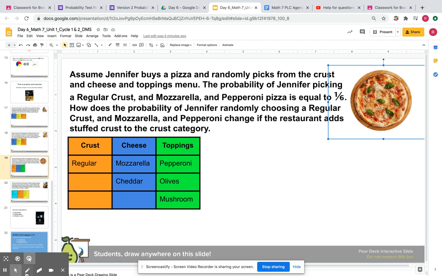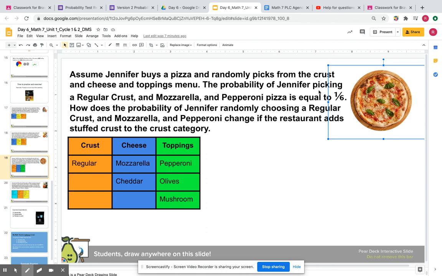Okay, that was a lot of reading. It's really important for you to try to understand what's going on. So I'll kind of break it up with annotating skills, and then hopefully we can build up upon this and find out what we're being told to find. Okay, assume Jennifer buys a pizza and randomly picks from the crust and cheese and topping menu. So right now we know Jennifer is going to pick a random item from these three categories. As we can observe, there's different options. This one only has one, but we'll get to that anyways.